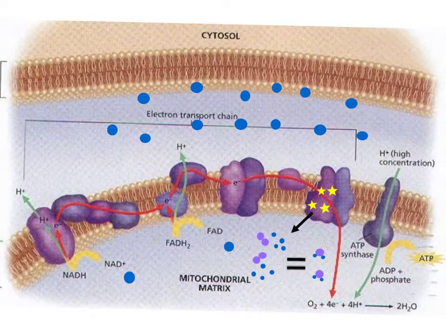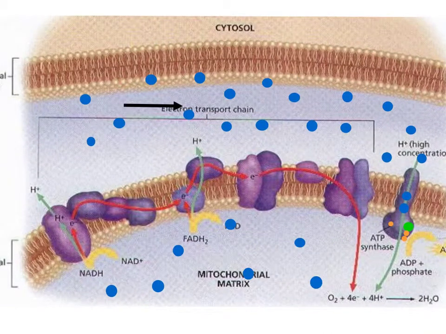By the time the 2 electrons from NADH and 2 electrons from FADH2 reach the cytochrome oxidase complex, they are in a very stable position. The oxygen in the matrix, together with 8 hydrogens, reacts with the 4 electrons to produce water. As the electrons travel, the concentration of hydrogen increases in the inner membrane space.